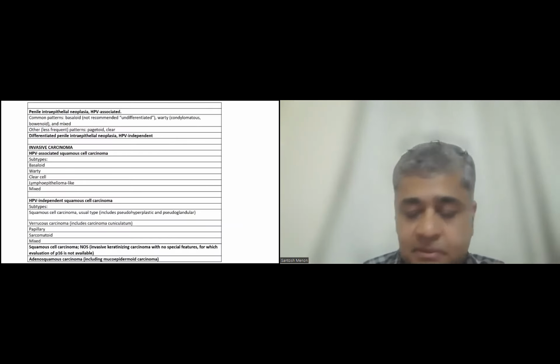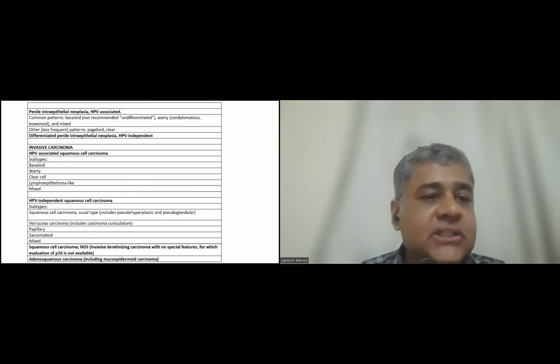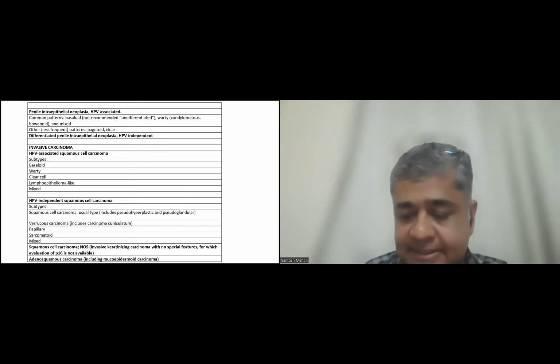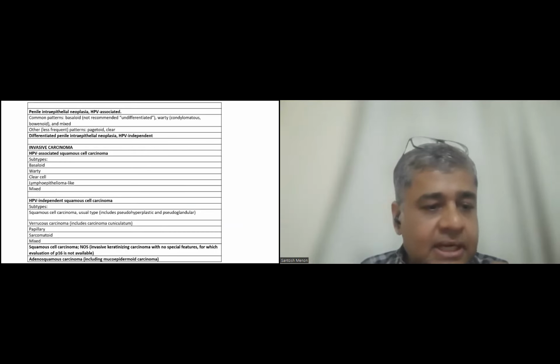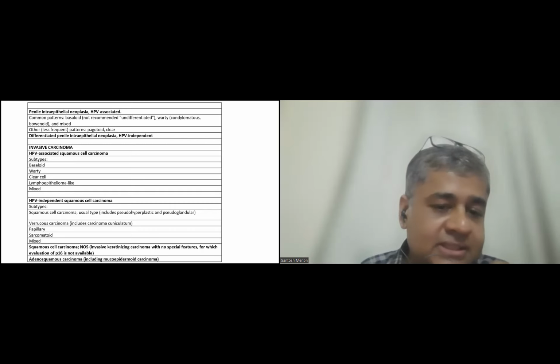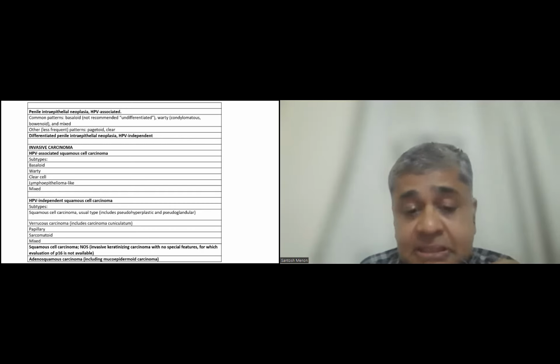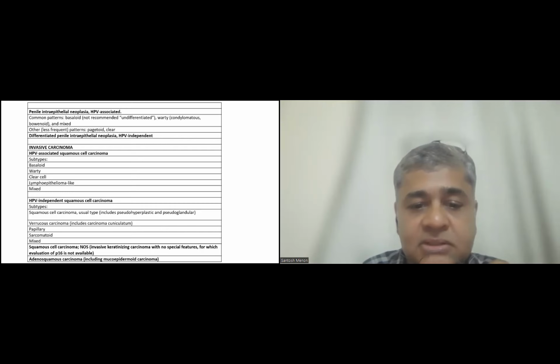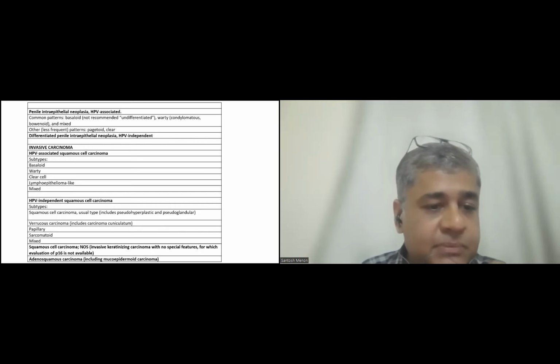So this is another blow up of the table. You can see that the HPV associated invasive carcinomas have a lot of subtypes like the basaloid, warty, clear cell, and lymphoepithelioma-like. We'll see some pictures of these cases. The commoner ones are the HPV independent, which is the usual type of squamous carcinoma, the keratinizing type, with some subtypes or variants like pseudohyperplastic and pseudoglandular, which are extremely rare again. Verrucous carcinoma and papillary carcinoma are also under the HPV independent.